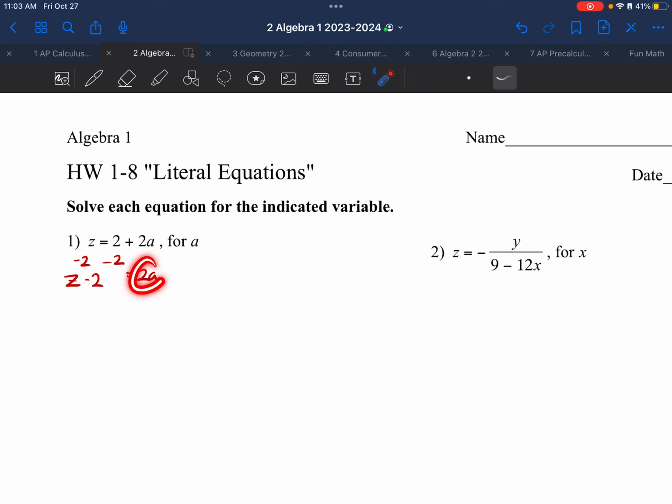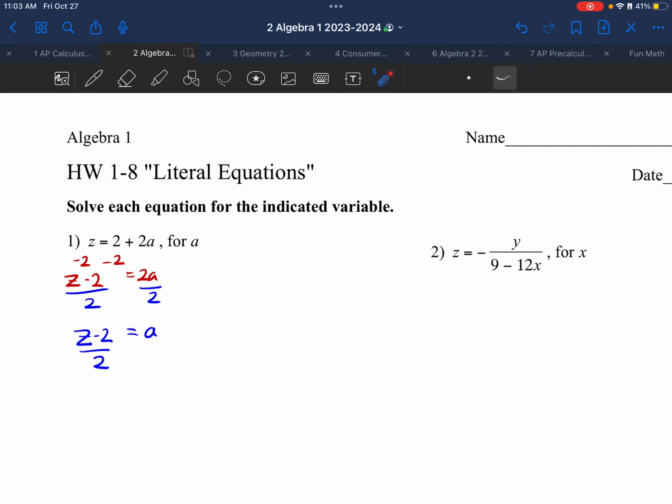All right, now that the a's are all on their own side, we need to isolate a by dividing by 2. We're going to go ahead and divide by 2. You divide the entire side again by 2, and now a is by itself, and you're left with z minus 2 divided by 2.